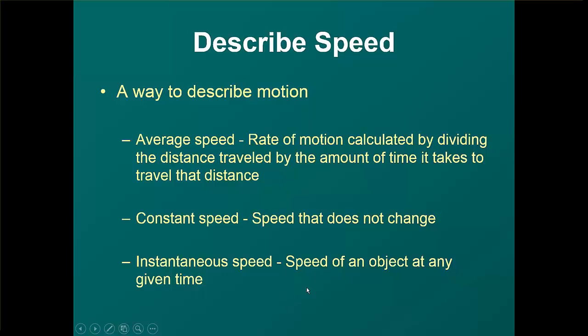Okay, so a way to describe motion is speed. Average speed is the rate of motion calculated by dividing the total distance traveled by the amount of time it takes to travel that distance. Constant speed means that speed never changes. It's at a constant level. And of course, instantaneous speed is speed at any given second.